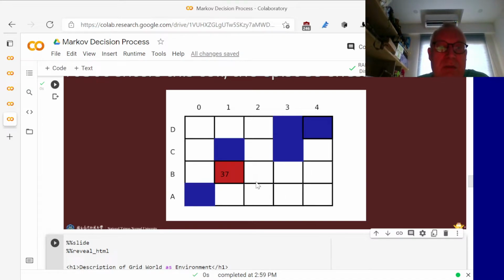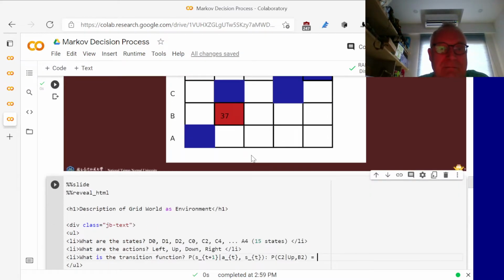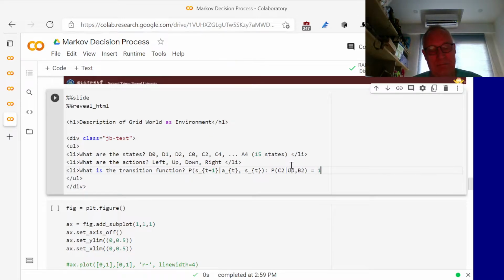So if I'm in B2 and I execute command up, what's the probability that I end up in C2? Yeah, 1.0. Correct? And what's the probability that I end up in B3 or B1? 0, that's right.